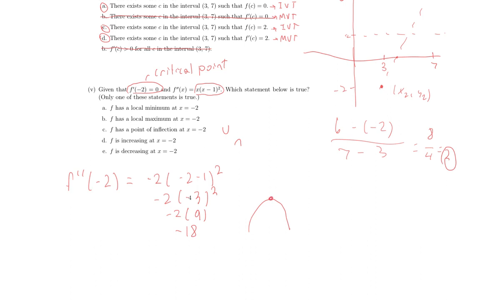So the question is, are we a maximum or a minimum? In this case, we are a maximum. We know we're not a minimum. We're not an inflection point because our second derivative isn't 0. And then because we're at a critical point, we're neither increasing nor decreasing. So that means B must have been the only correct answer. And that's that.